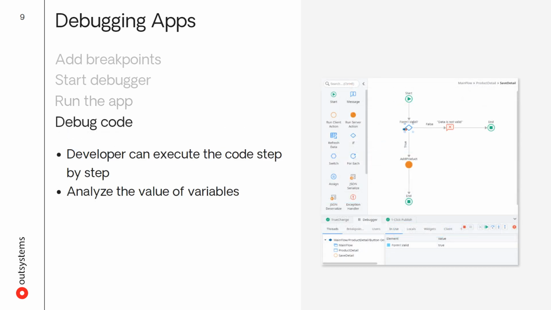Whenever the execution reaches a breakpoint, it is suspended. This allows the developer to execute the code step by step. In this process, it is easy to see what is happening with the code, since it is possible to analyze the value of variables and understand when the app is not behaving as expected.